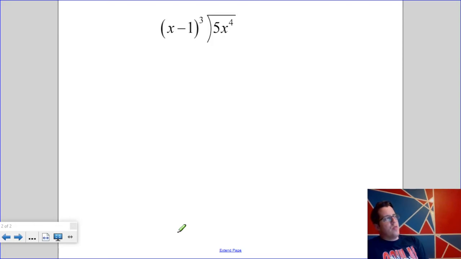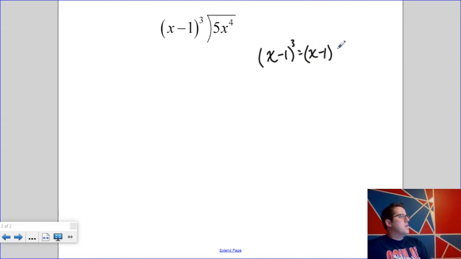There are two ways to approach this. One is to divide by x minus 1 3 times. The other one is to actually multiply that out. So x minus 1 cubed is x minus 1 times x squared minus 2x plus 1, right? Because that's x minus 1 squared.